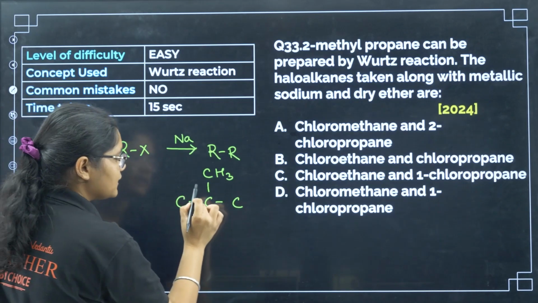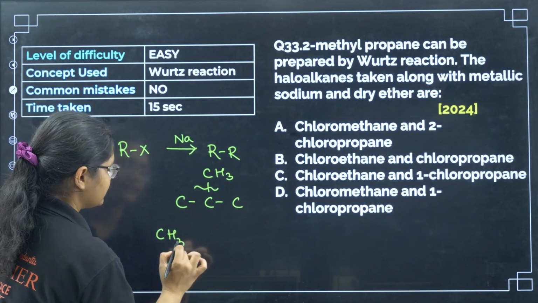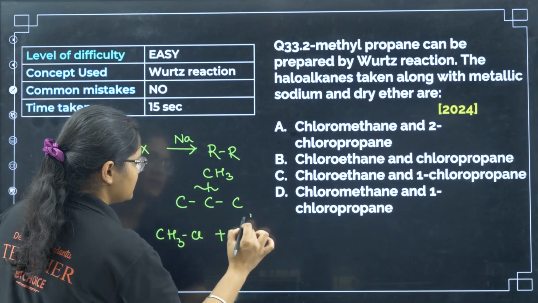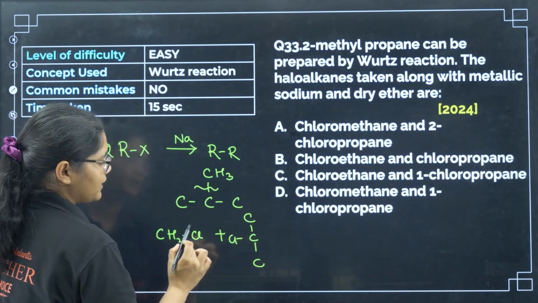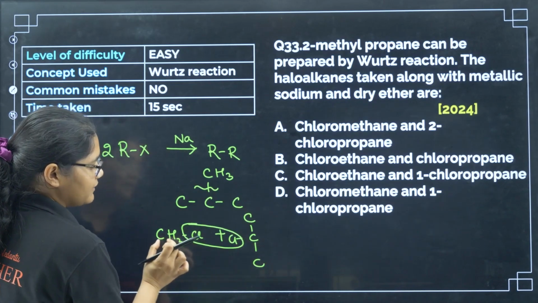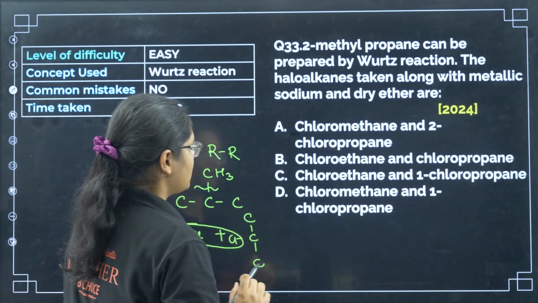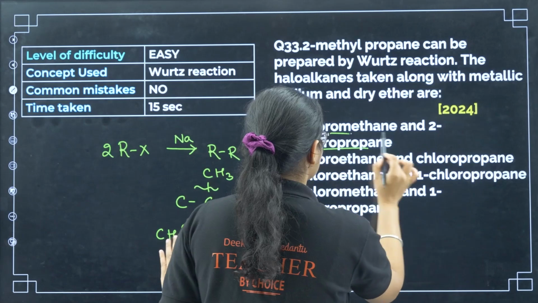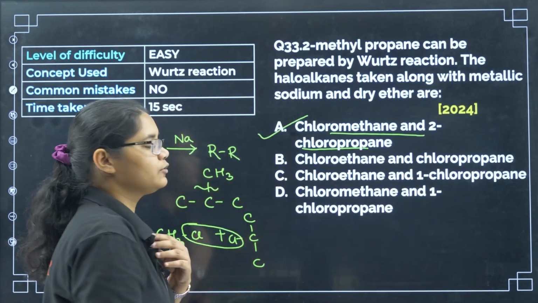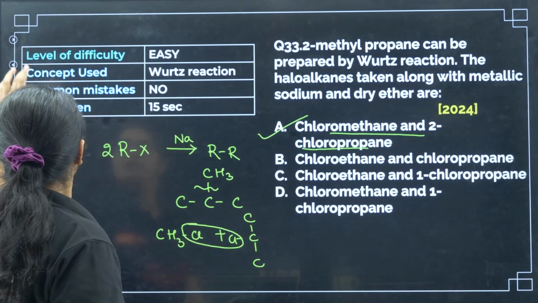So you can see that here there is a branching. So I can take something like this, CH3Cl plus a tertiary-type chloride. If this is present, then what will happen? The Cl will move out and I will get CH3, CH3, CH3. So that will be the product. So what I want is one chloromethane and another 2-chloropropane. These two will react to give you this one. So option number A is the correct answer.